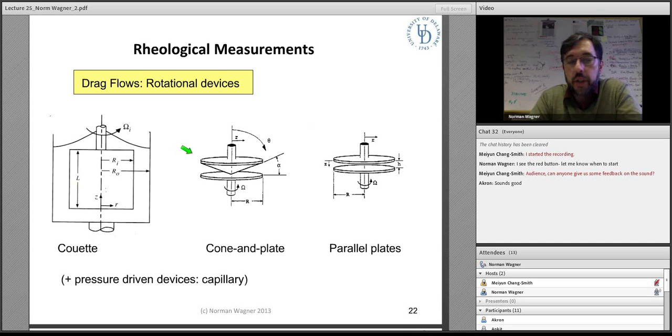Cone plate has the advantage of having a constant shear rate throughout the gap. The easiest geometry to use, but not necessarily the easiest to interpret the data from, is a parallel plate or parallel disc geometry. So these are typically what's seen in a rotational rheometer in a laboratory, and are typical geometries that are used for Rheo-SANS, for driving the flow field.